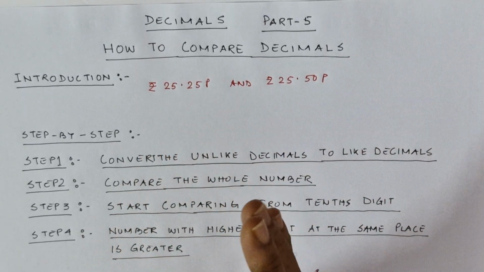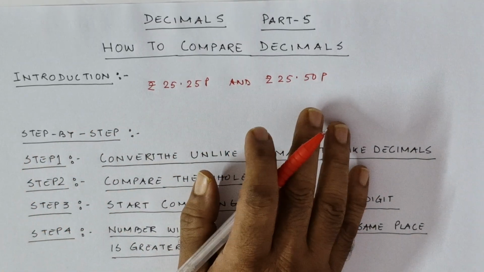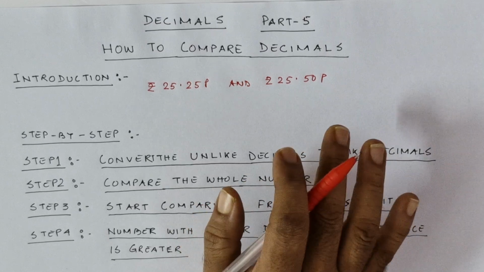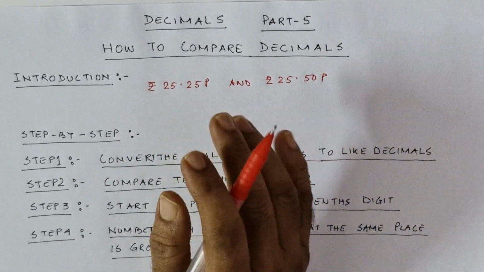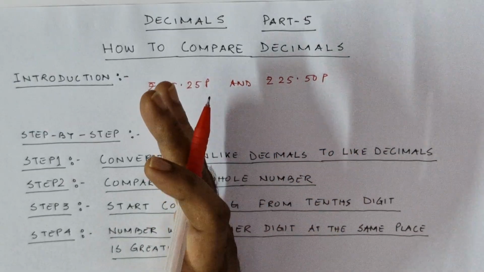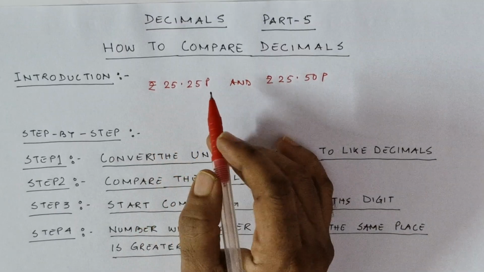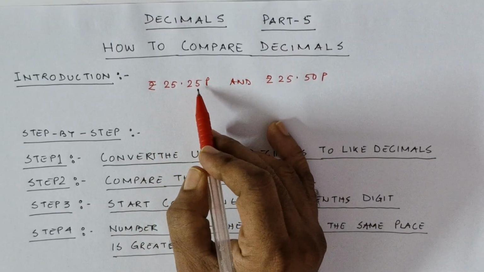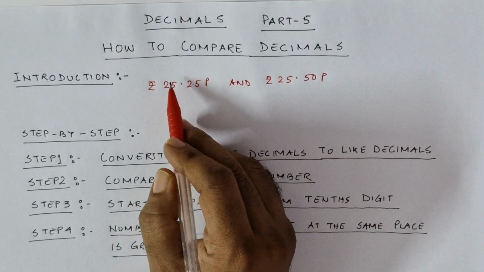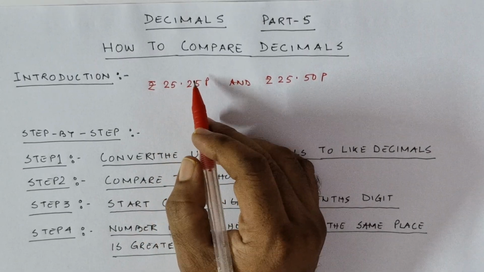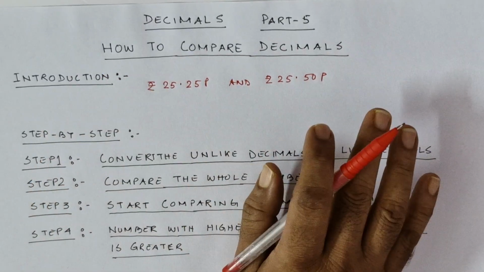Always remember, start from the left and go to the right in terms of comparison. We'll study it step by step, don't worry. First we'll compare whole numbers, then after the decimal point we'll compare the tens, hundreds, thousands places and so on. So from left, we go to the right.